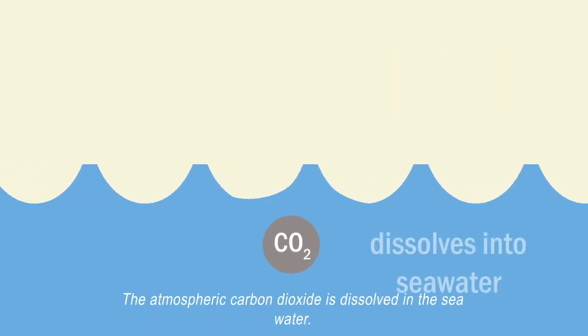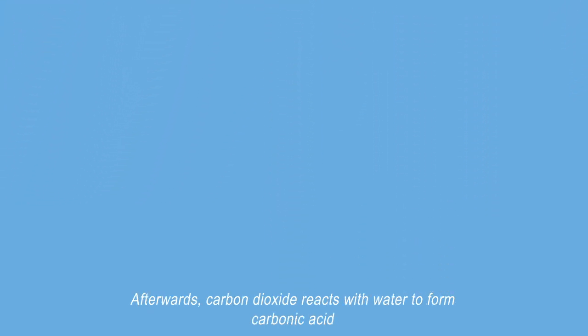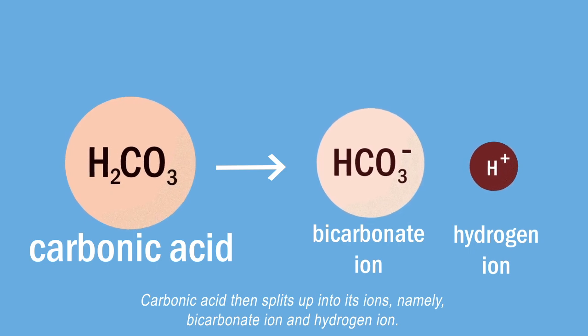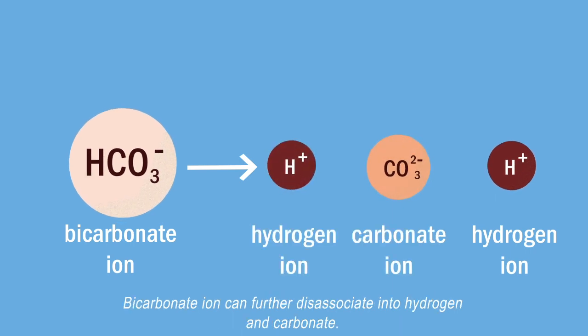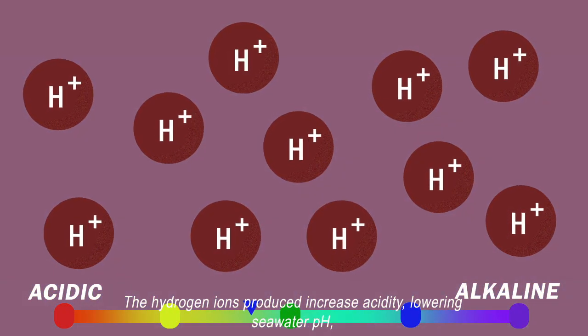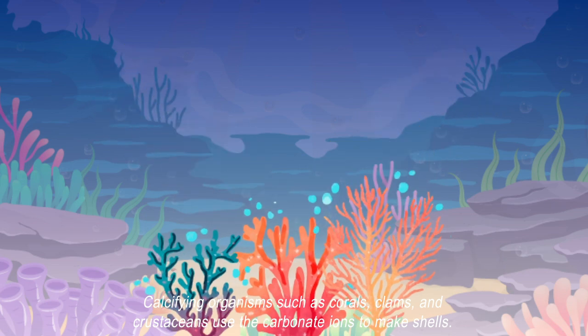The atmospheric carbon dioxide is dissolved in the seawater. Afterwards, carbon dioxide reacts with water to form carbonic acid. Carbonic acid then splits up into its ions, namely bicarbonate ion and hydrogen ion. Bicarbonate ion can further dissociate into hydrogen and carbonate. The hydrogen ions produced increase acidity, lowering seawater pH. Calcifying organisms such as corals, clams, and crustaceans use the carbonate ions to make shells.